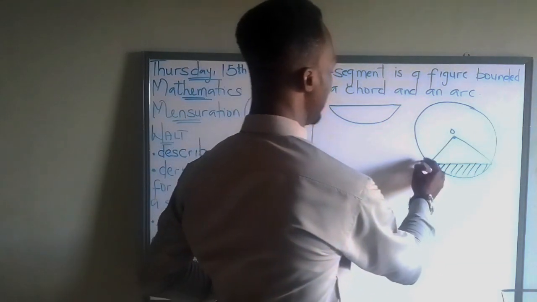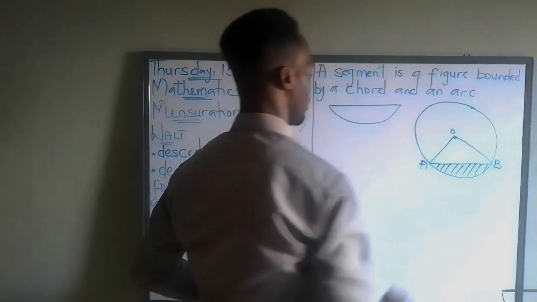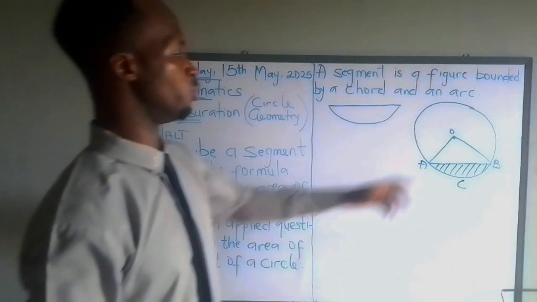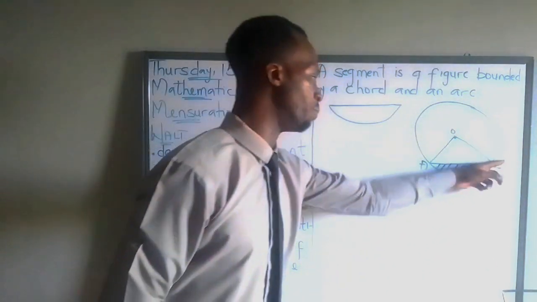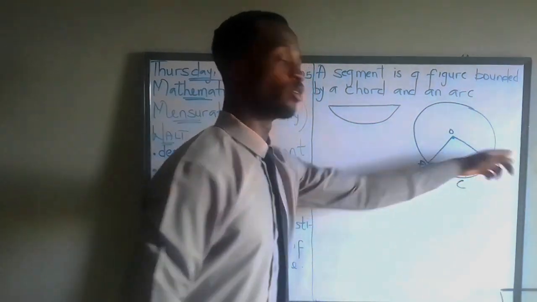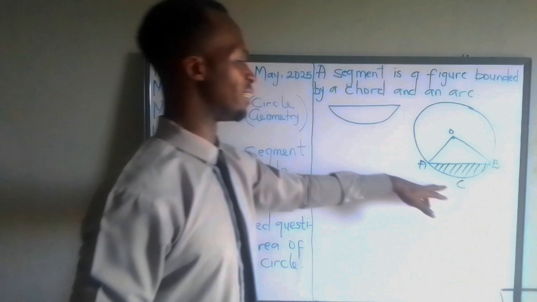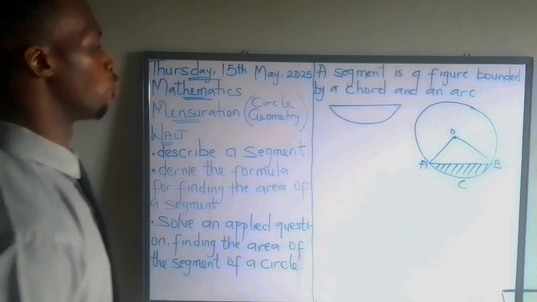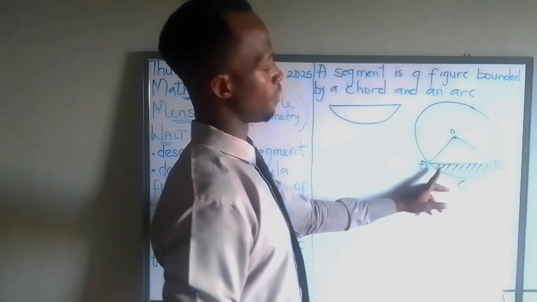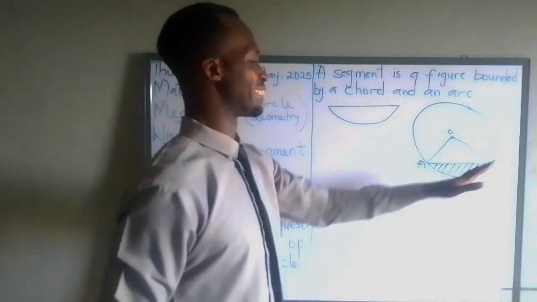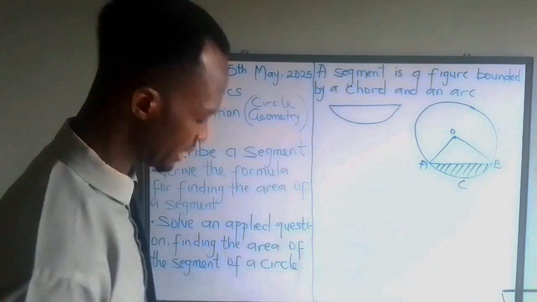So let this be A, let this be B, okay? Let this be C. So we have radius OA, radius OB, the length of chord AB, and then the arc ABC. Right, arc ABC. So we want to find the area of the shaded portion, which is a segment. How do we find the area of the segment?